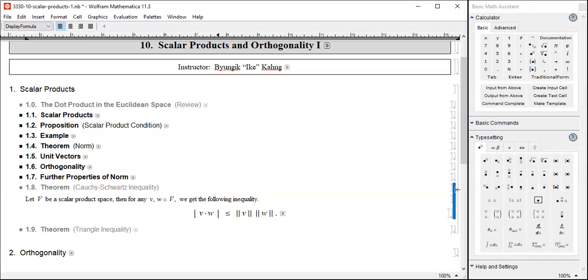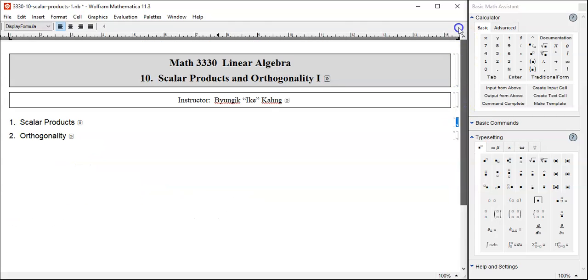Well, it was a difficult theorem, but we went through it, and I hope everybody understood it, and that's enough for us. Thanks.